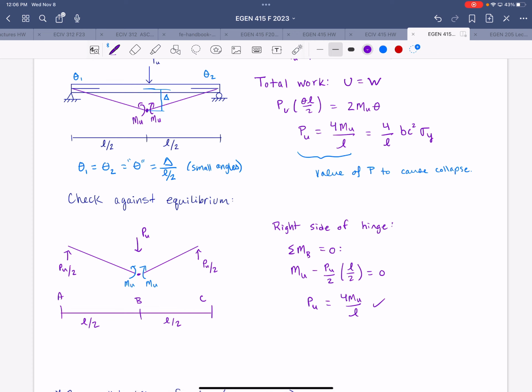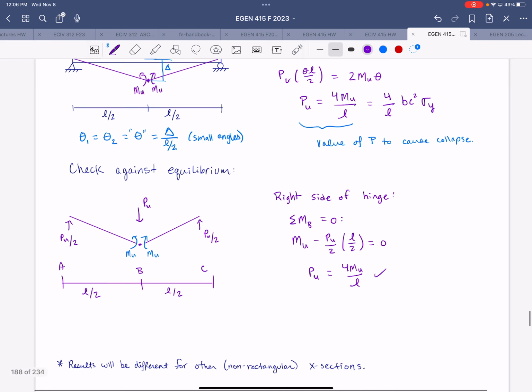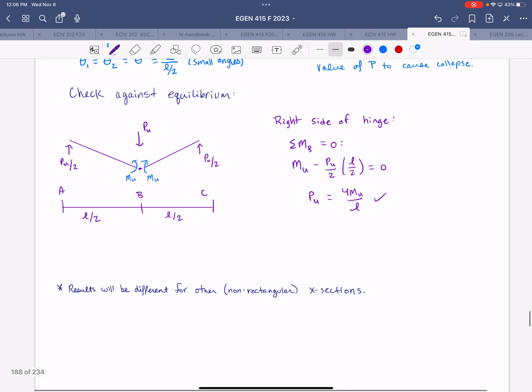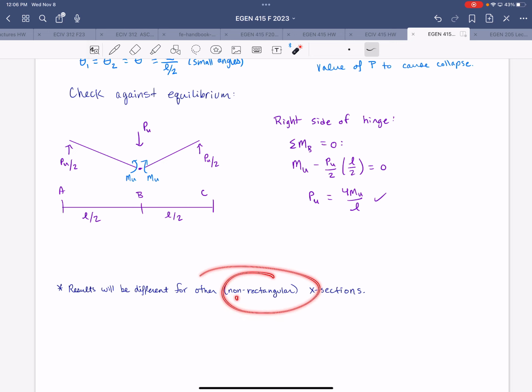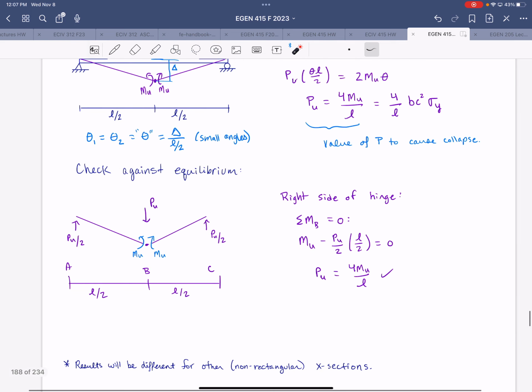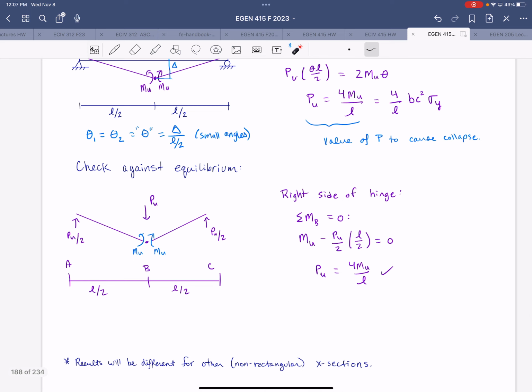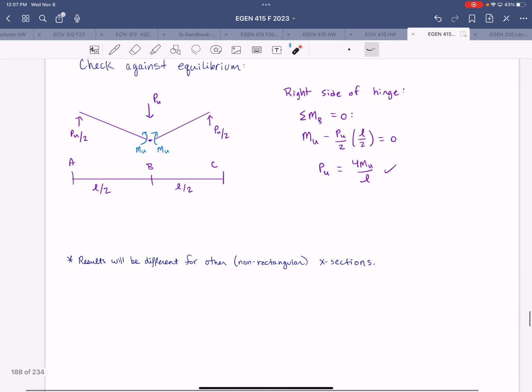Now, of course, this was a simple case because it was a simply supported beam. There's really only one way for it to fail. But in the next lecture, we'll apply this to some more involved situations. So, as noted down here, results will be different for other cross-sections, because this was all developed based on a rectangular cross-section shape. So if you have a non-rectangular cross-section, this relationship will be different. So you have to keep that in mind.